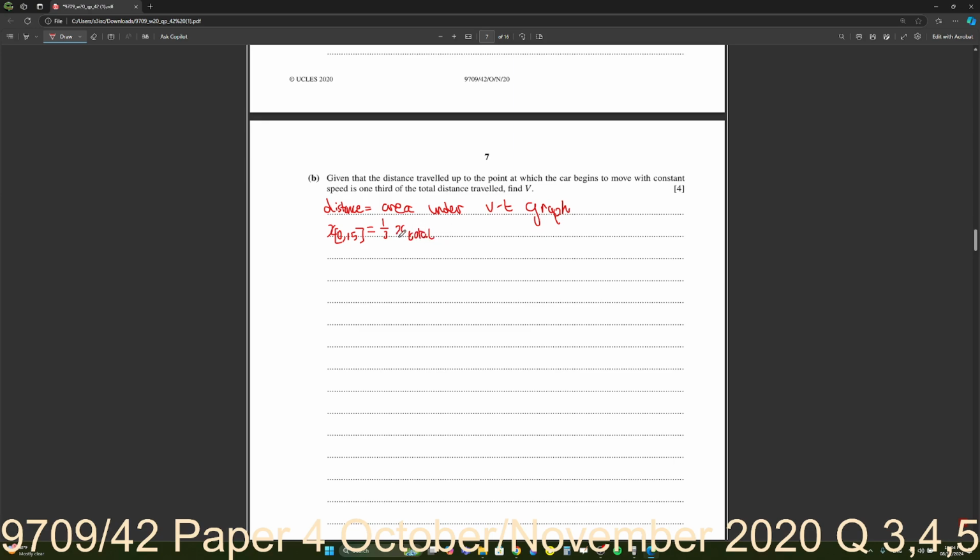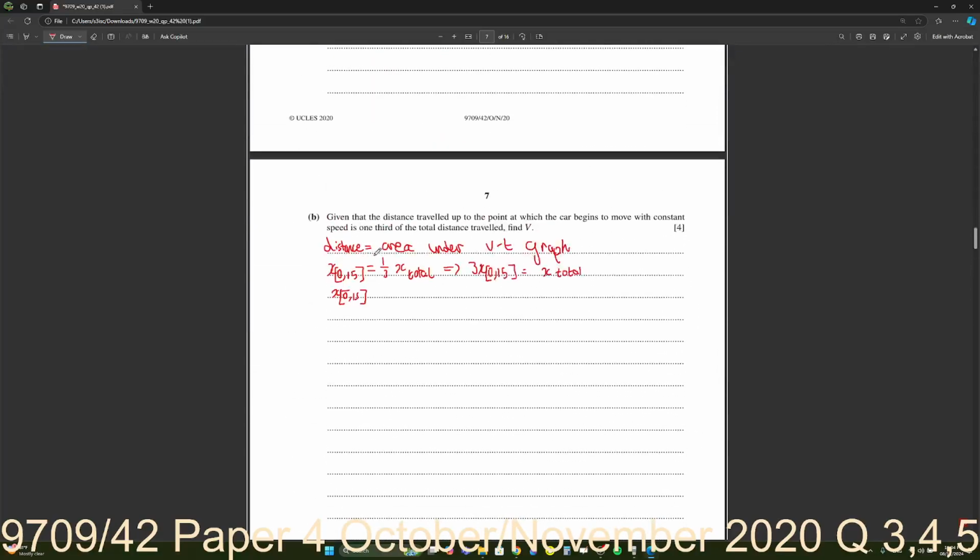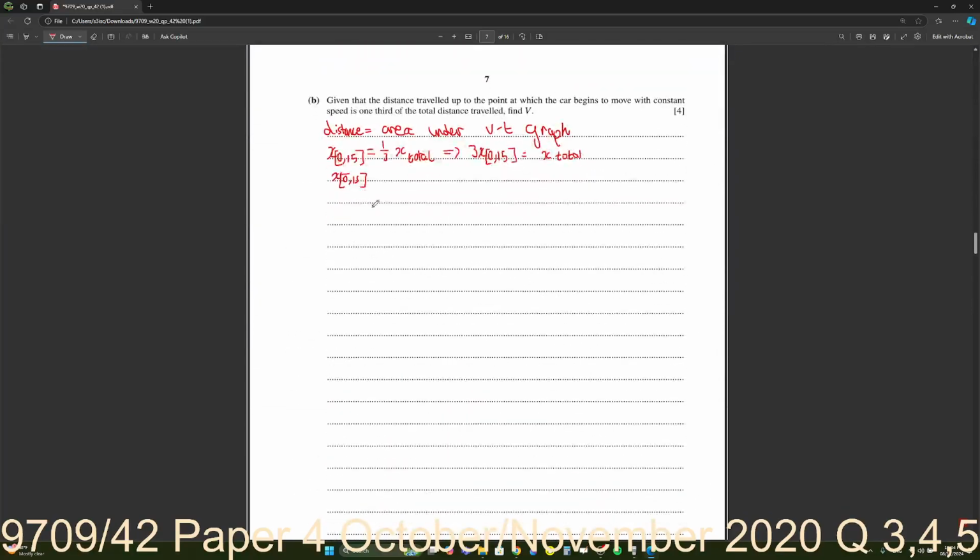To make this a bit easier, because you guys know I always hate working with fractions, I multiply by 3 on both sides to get rid of this fraction. So I'm just going to say that 3 times x between 0 and 15 is equal to x total. Okay, so we're now going to find x 0,15. We know that it's equal to, I'm going to split it. Okay, I'm going to try and make as much use of the space as I can.